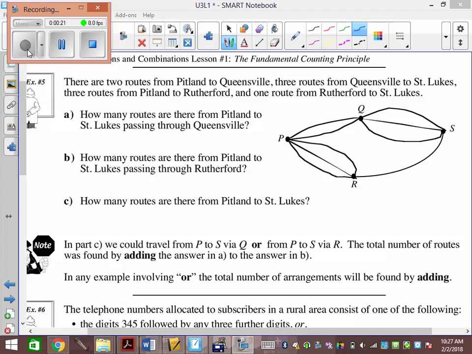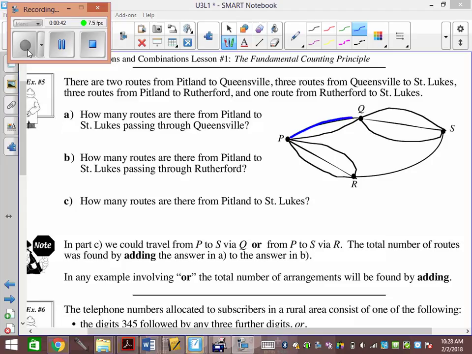going from Pitland to Queensville back to Pitland. You're not doing these crazy things, you're literally just going from Pitland to St. Luke's, right? So you're not backtracking at any point in time, or you'd have an infinite number of pathways. So because this one is small, we could actually just count the ways that we have, right? So how many ways from Pitland to St.